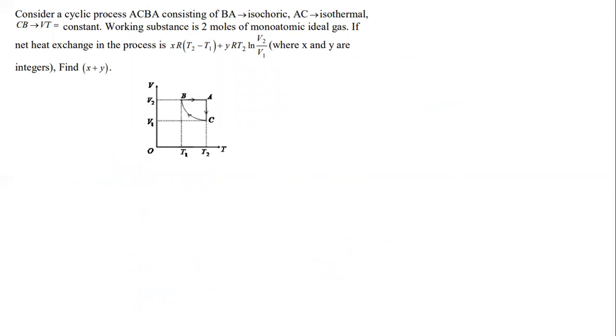Consider the cyclic process ACBA, consisting of BA isochoric, AC isothermal, and VT equal to constant. The working substance is 2 moles of monoatomic ideal gas. If the net heat exchange in the process is X R (T2 minus T1) plus Y R T2 ln(V2 by V1), where X and Y are integers, find X plus Y. So in the first case, which process? Volume constant, so the work done is 0. Now in this process, the temperature is constant, an isothermal process. For an isothermal process, what is the work done?